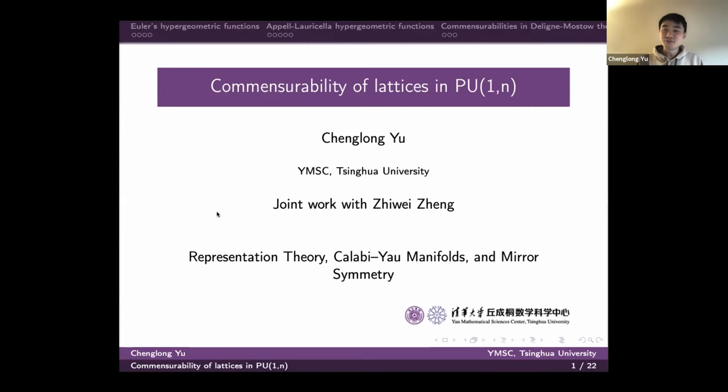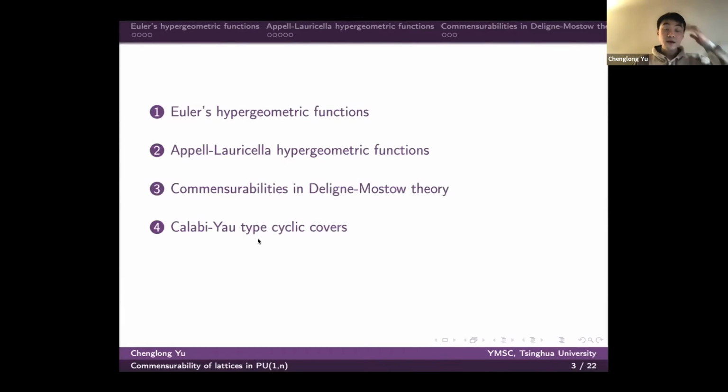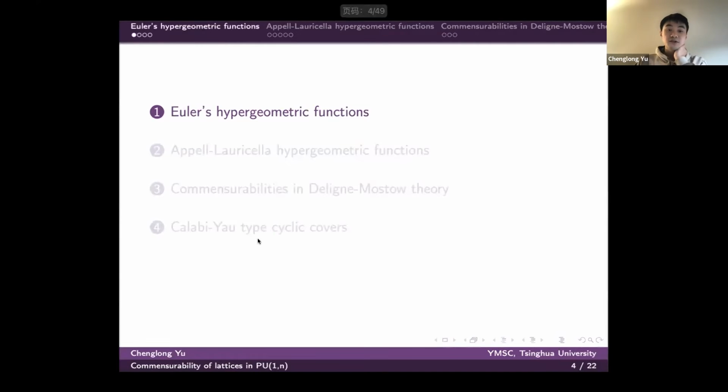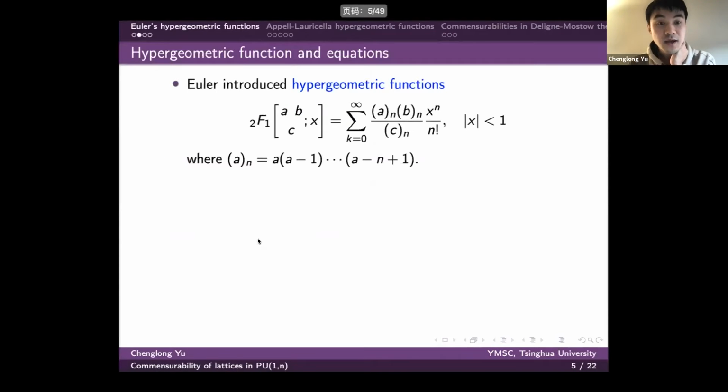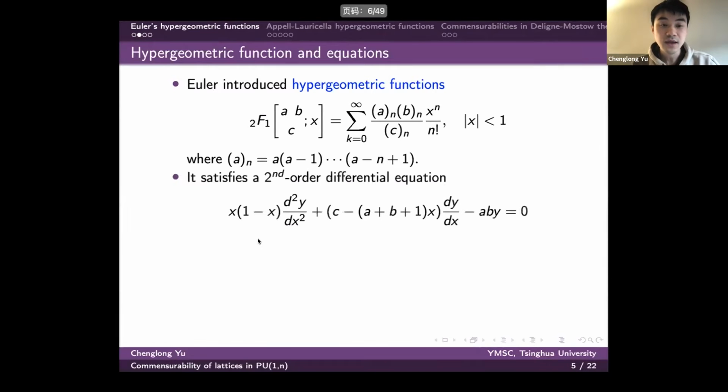All right, so today's topic is about commensurabilities for some lattices in PU(1,N). First, let me recall the definition of Euler's hypergeometric functions. Euler introduced a hypergeometric function as a power series as follows. It can represent many classical functions.